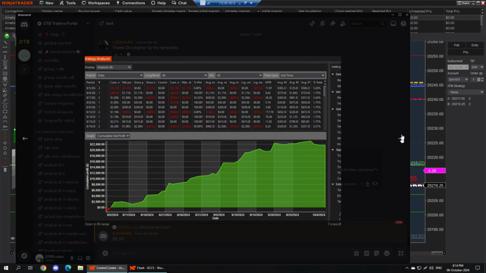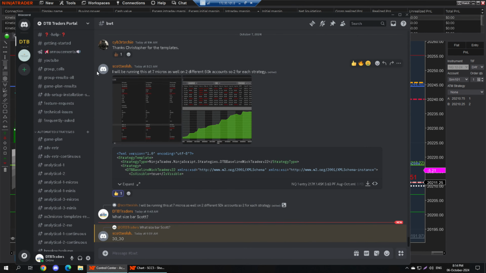So I like this template. I think it's a good one. What's the word I'm looking for? It's got a good rise there in return. So good stuff. Okay, cool.